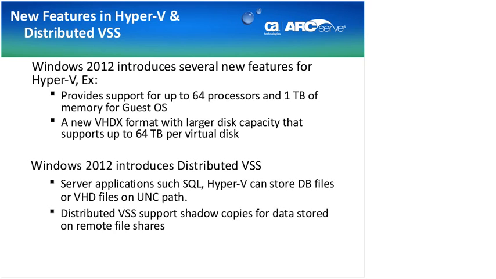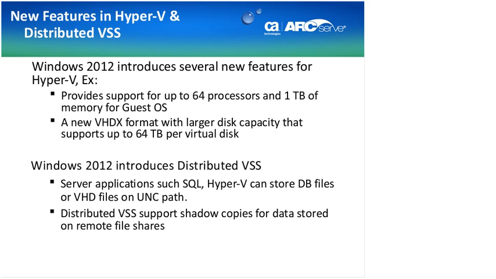Okay. Another new feature in Windows 2012 is called distributed VSS. With distributed VSS, server applications such as SQL and Hyper-V can store their database files or their VHD files on a UNC path. So distributed VSS also supports shadow copy for data stored on a remote file share.